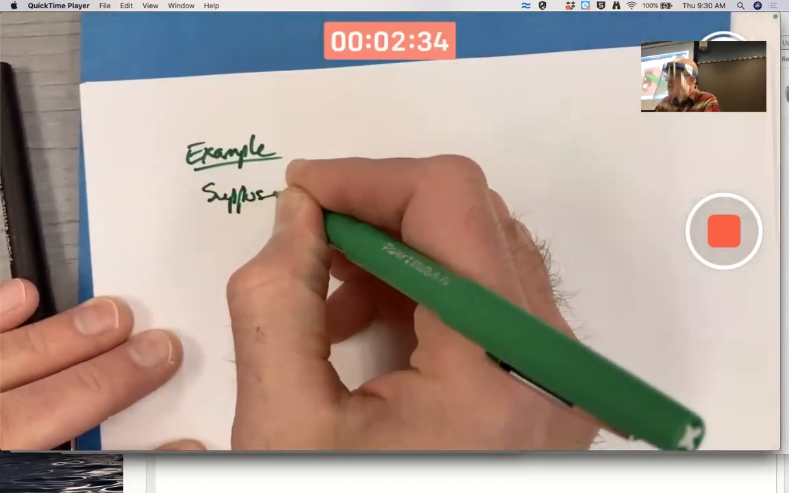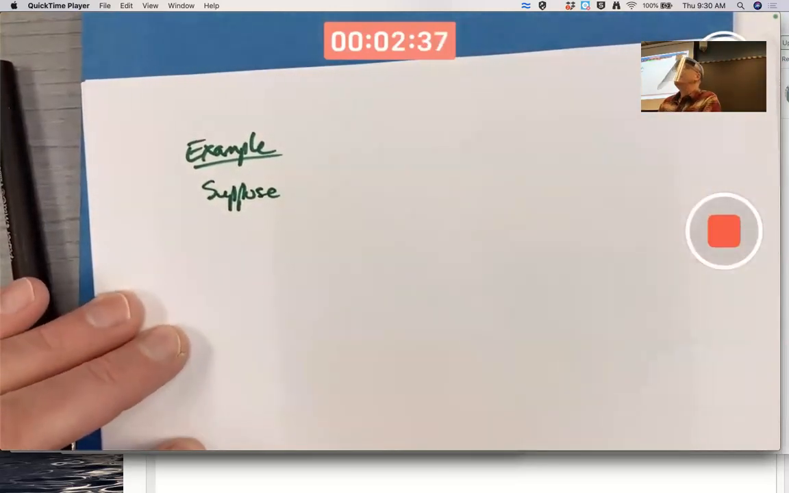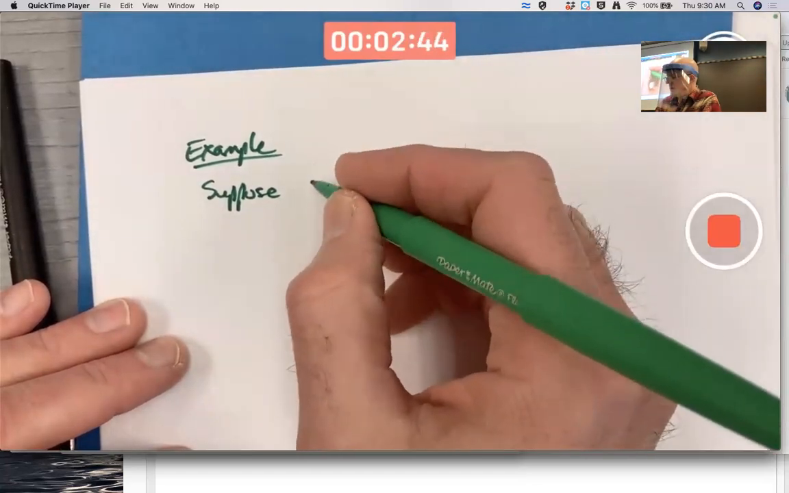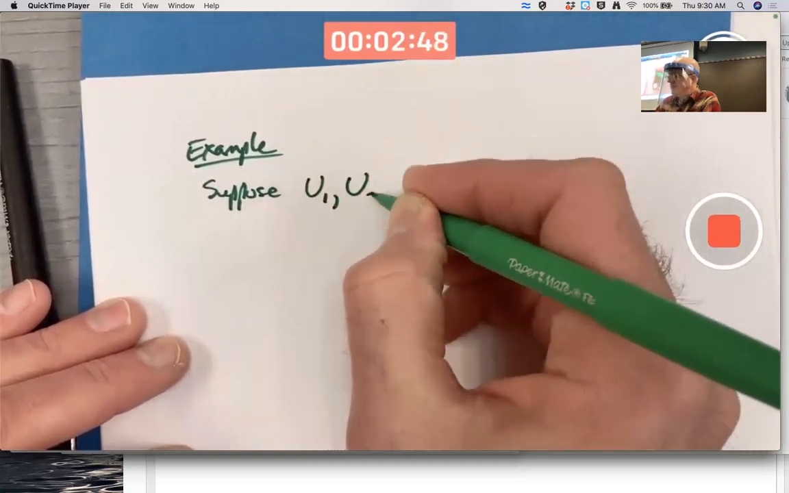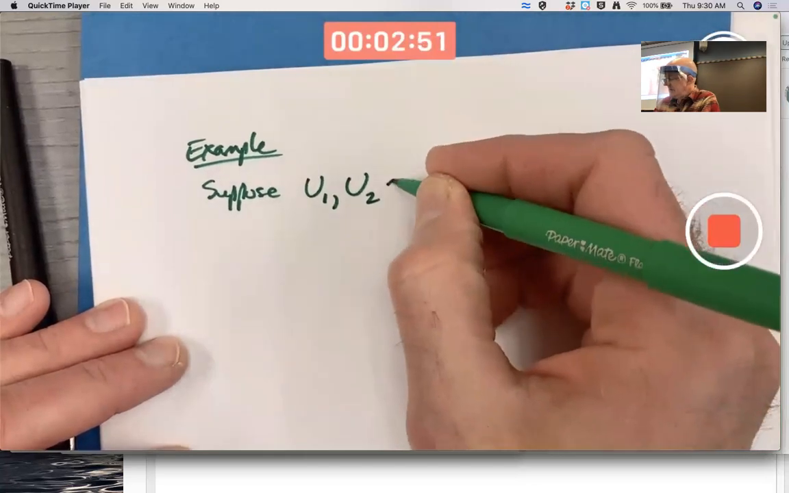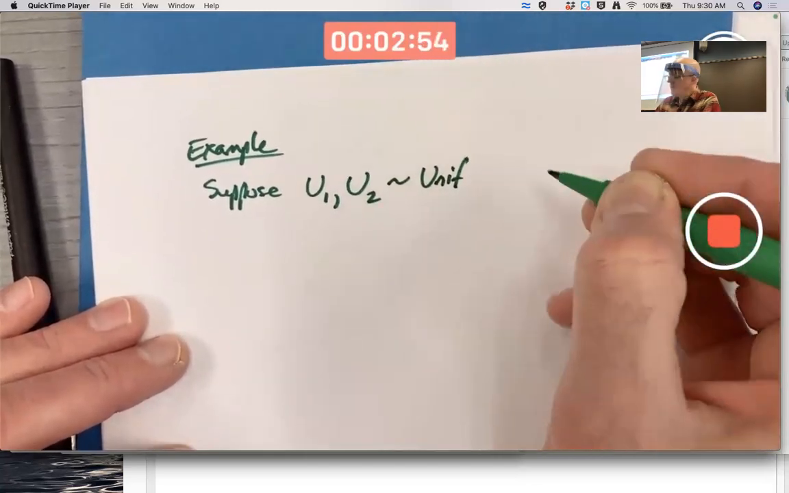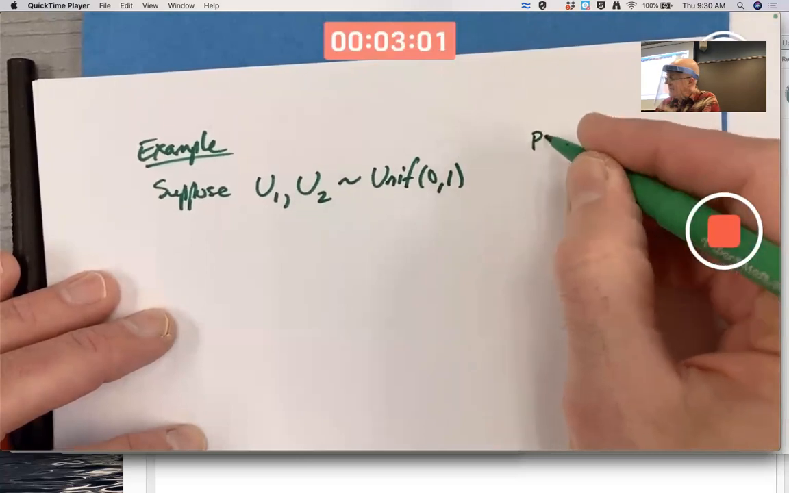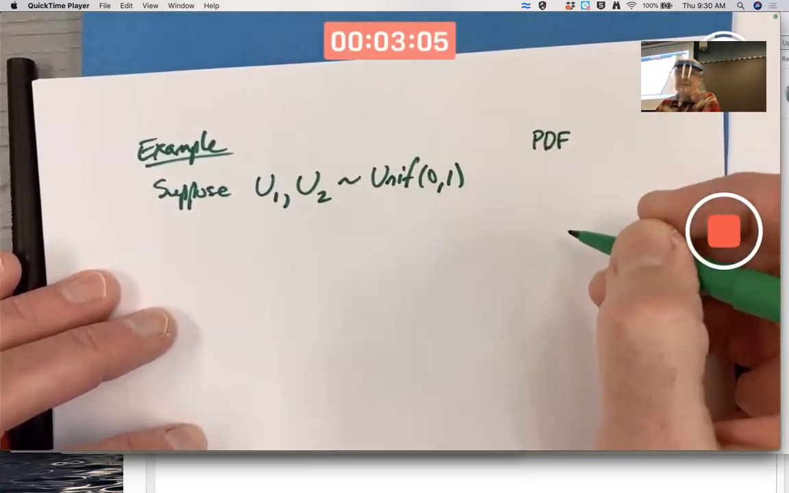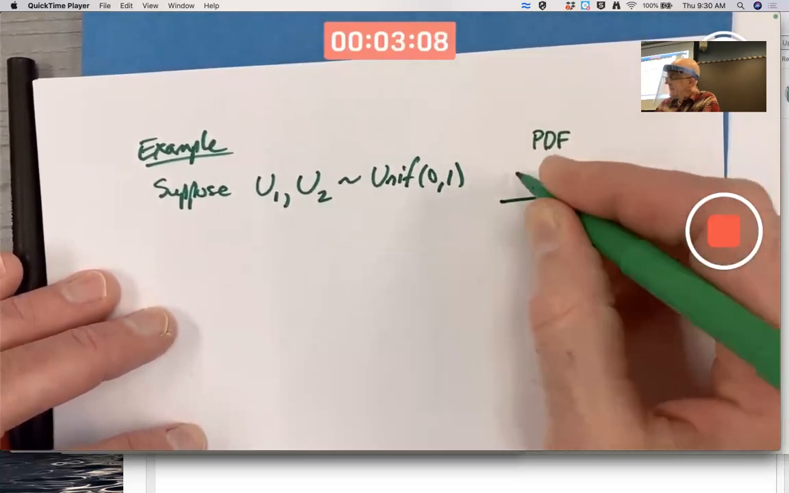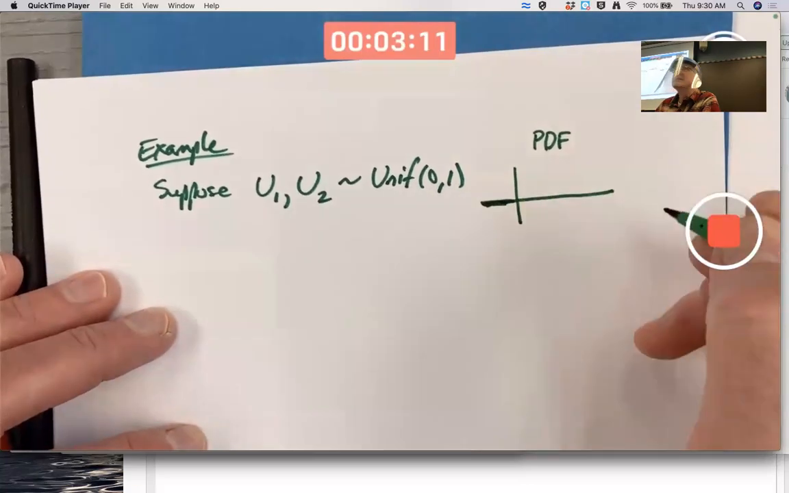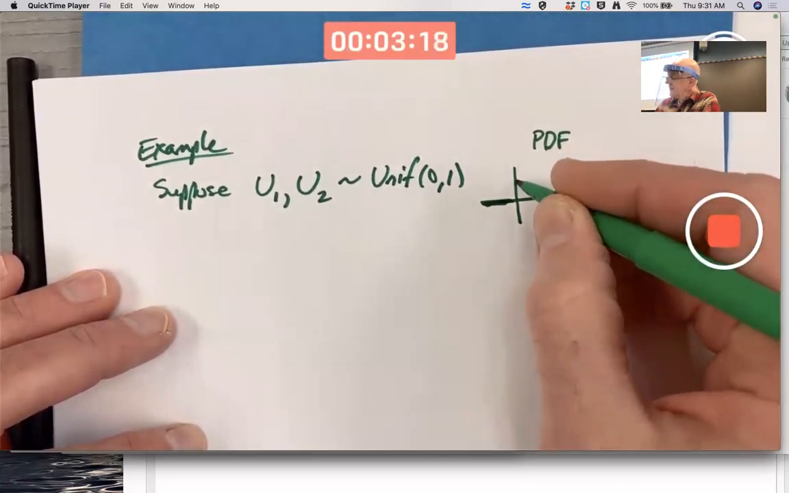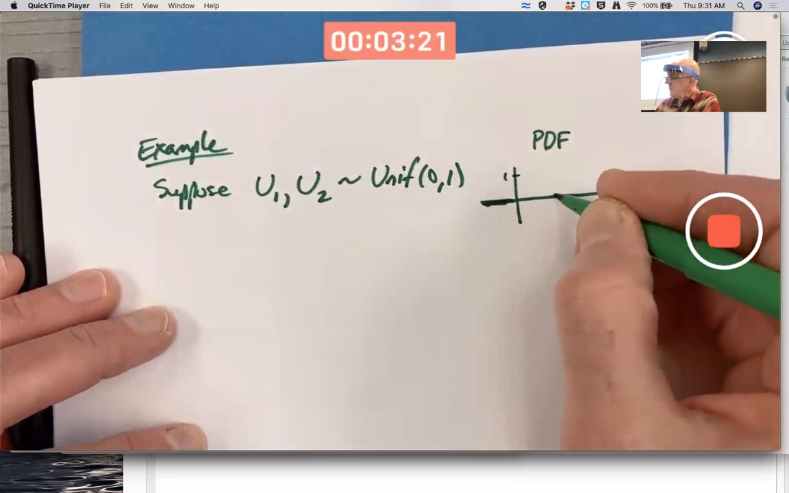Suppose you've got two random variables that are both uniformly distributed on the interval from 0 to 1. Well, let's go ahead and call them, say, U1 and U2. They have the same distribution, uniform 0 to 1. That would mean their PDF, these are continuous, so we're talking about a probability density function. Their PDF has a graph that, technically speaking, is 0 when x is negative. Then it jumps to 1 when x is between 0 and 1.